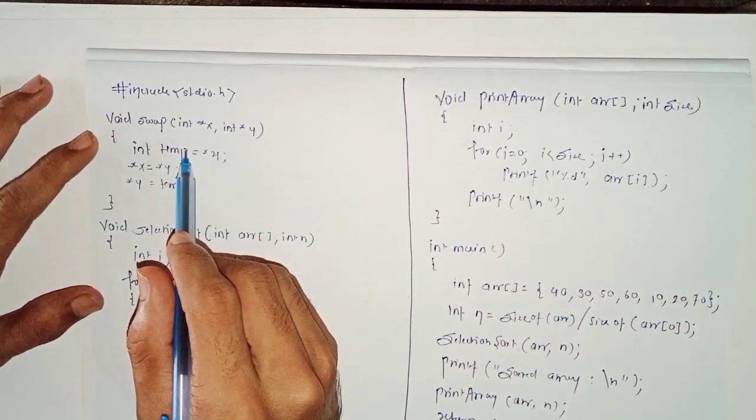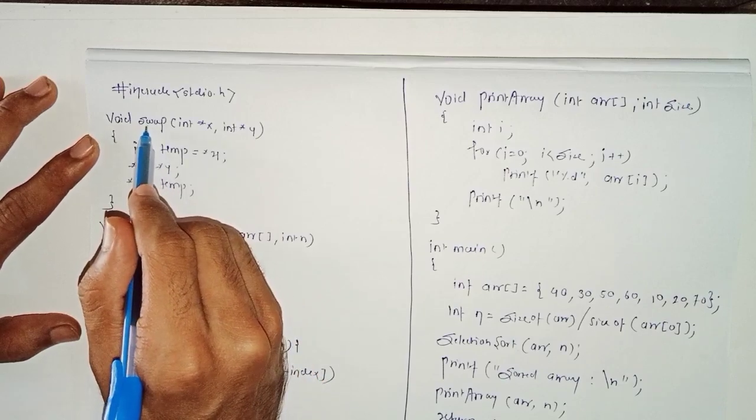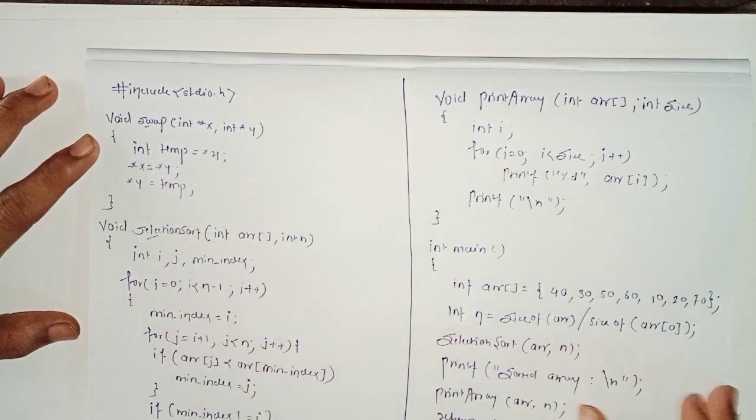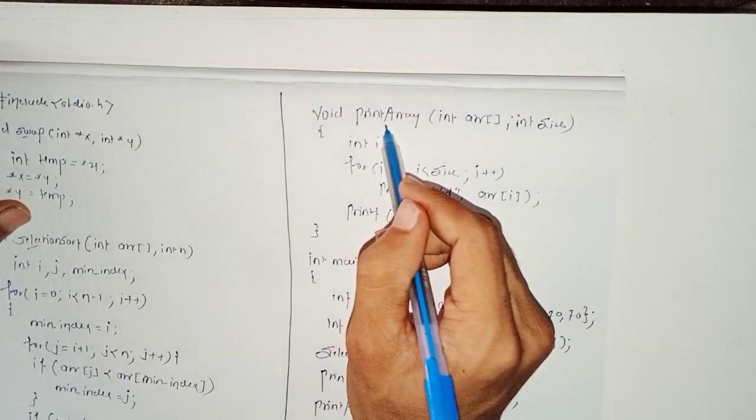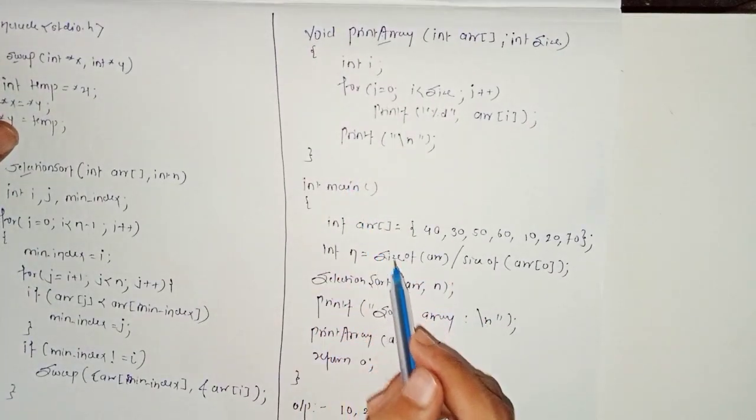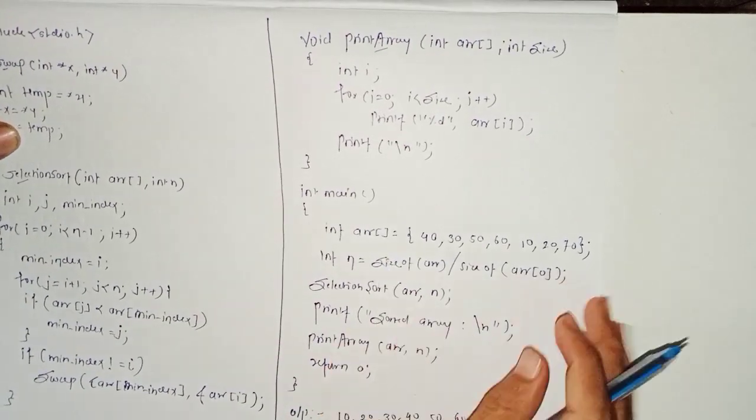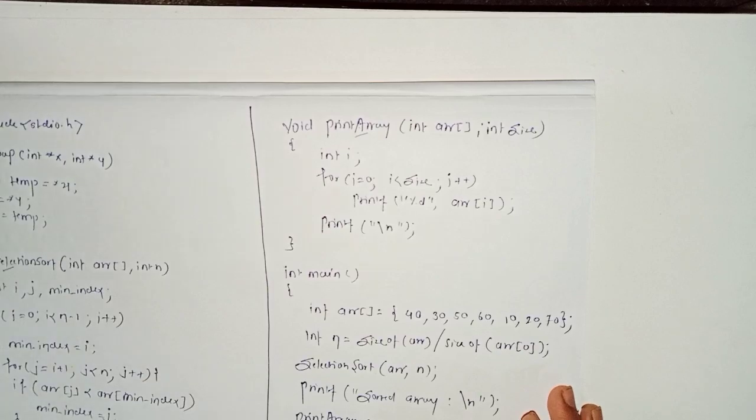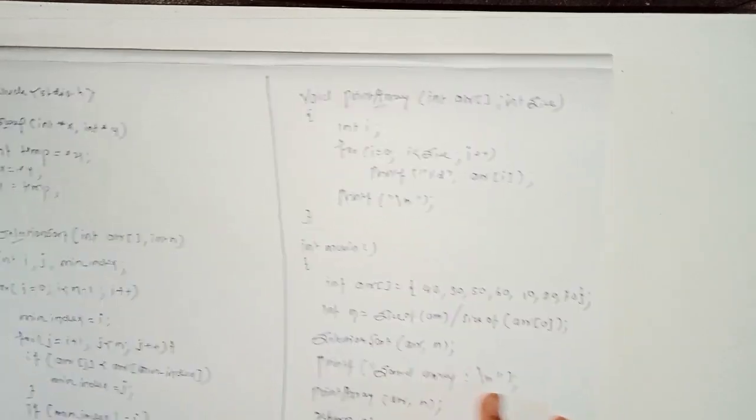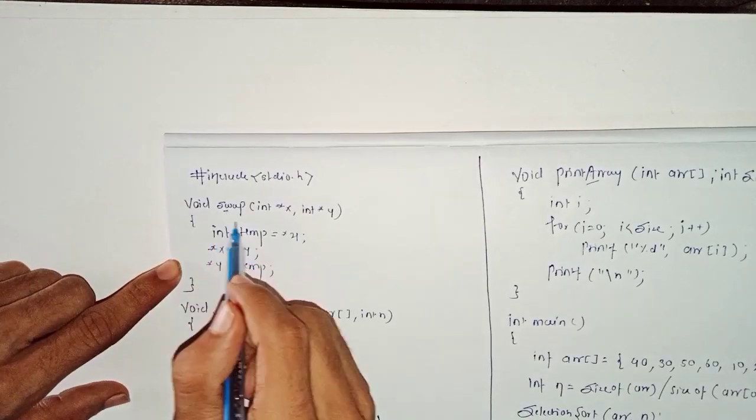So here I have declared some variables and some functions. Here is the swap function, then the selection sort function, the print array function, and here the main function. From here the programming will start. First of all, I will start from here with the swap logic.